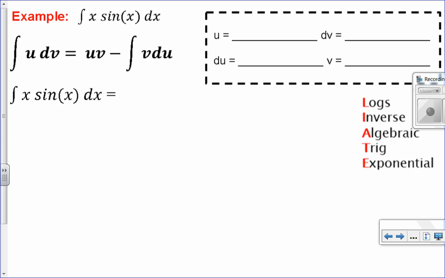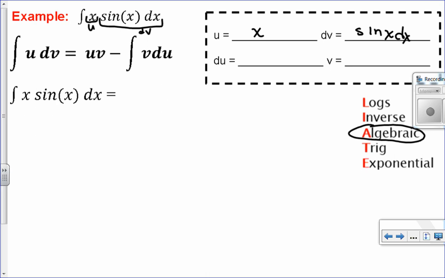So let's try our first example. So we have a product here, so we're going to look at the integral of x times sine x dx. So again, the trick is find out u. So there's no logs, there's no inverse. So the first thing on my list is algebraic, which is usually just like an add, subtract, multiply, divide. So a polynomial, and that would just be x. So if I choose this to be u, this has to be dv, which is sine x dx.